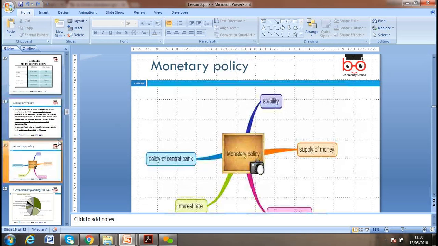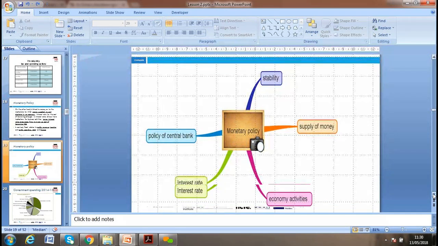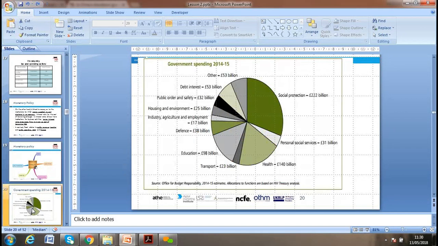Fiscal policy is related to public revenue, taxation, public spending, debt and finances, but monetary policy is related to the supply and demand of money. So: policy stability, supply of money, economic activities, interest rate and the policy of the central bank.